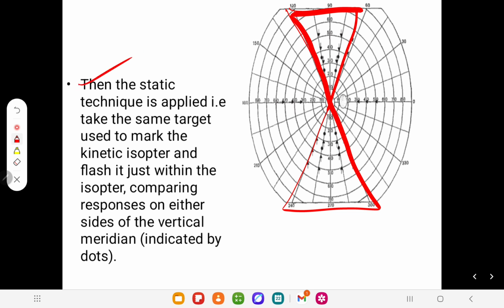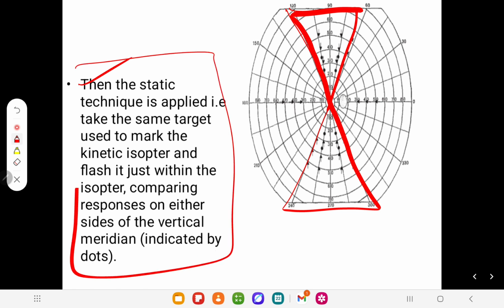Then the static technique is applied: take the same target used to mark the kinetic isopters and flash it again along the isopters, comparing the response on either side of the vertical meridian. So if you find any vertical meridian defect, then static perimetry is also the best way to examine its depth and to examine the vertical meridian defect.